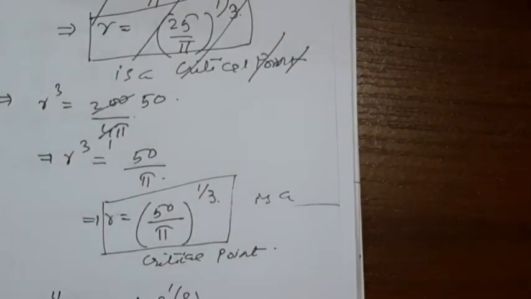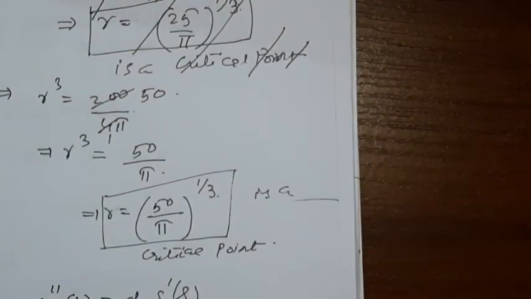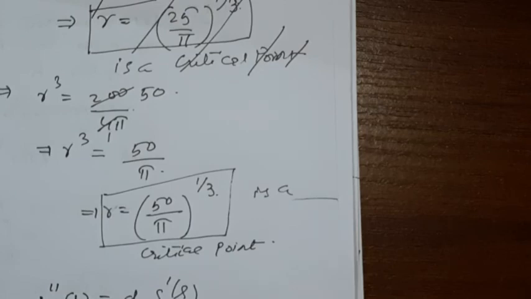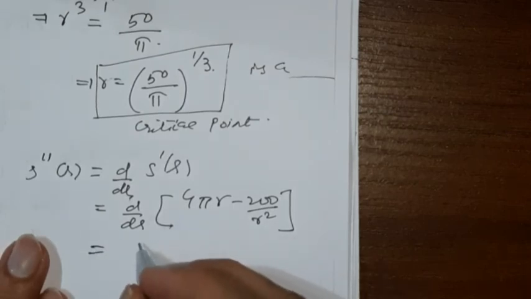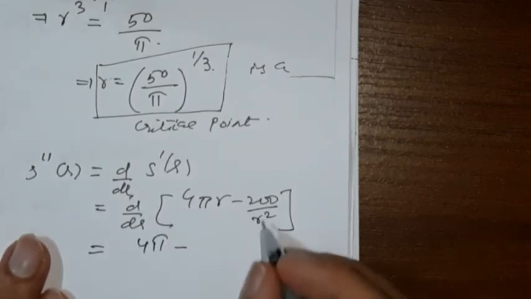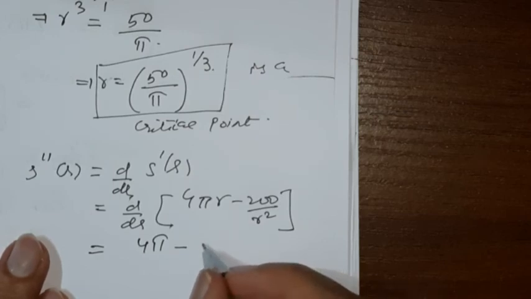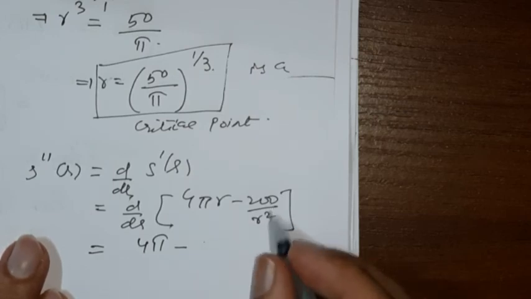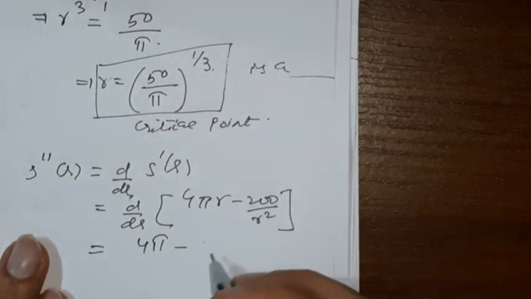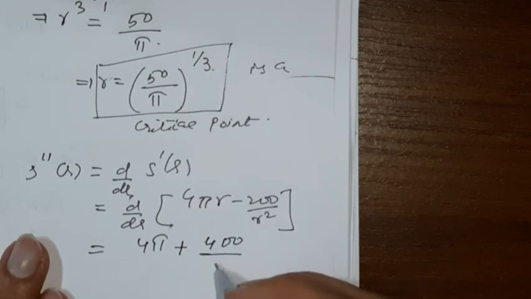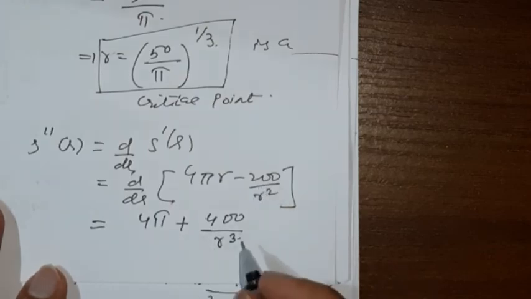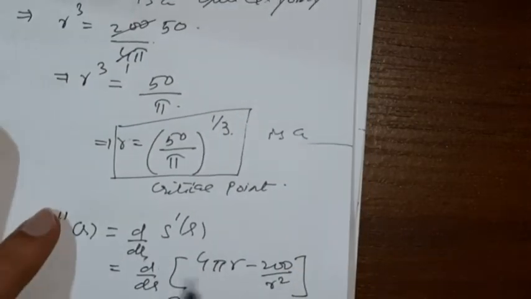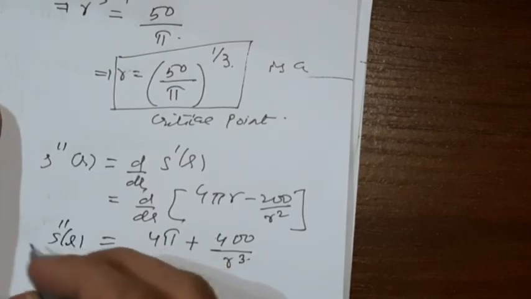So that is 4 pi r minus 200 r square. The derivative of 4 pi r is 4 pi, minus the derivative of this. See, again the derivative should be thorough. So 200 multiplied by minus 2, that will be plus 400 divided by r cube. This is the derivative of this. So you see that S double prime of R is this.